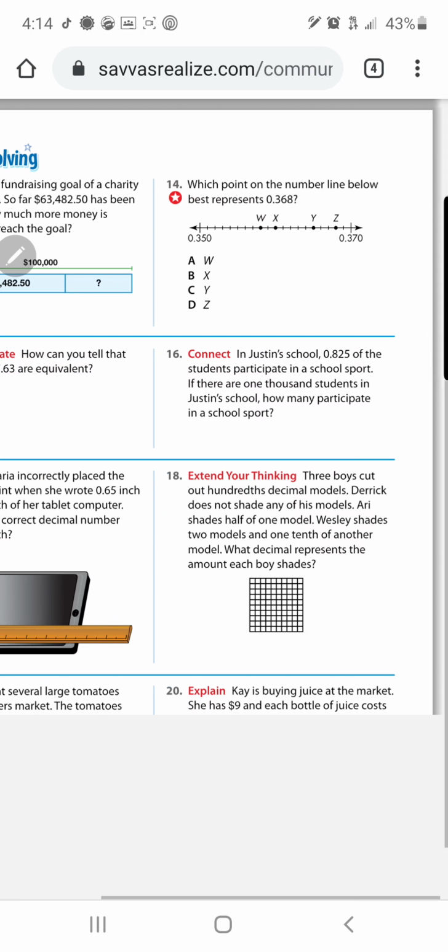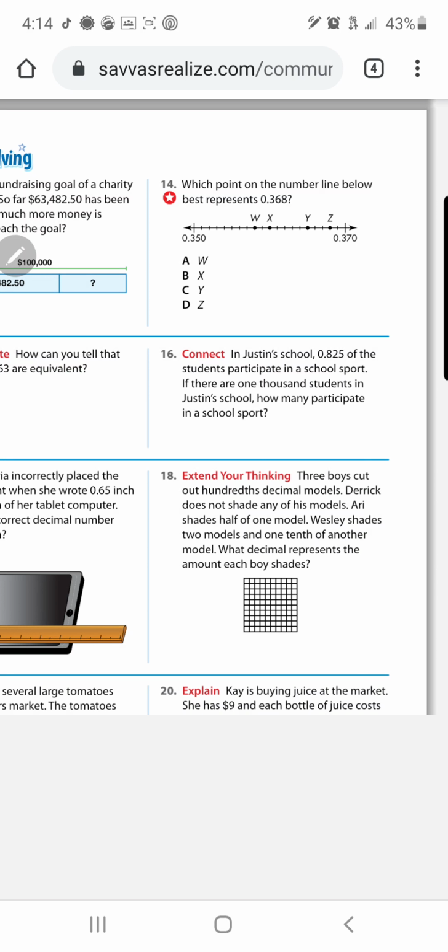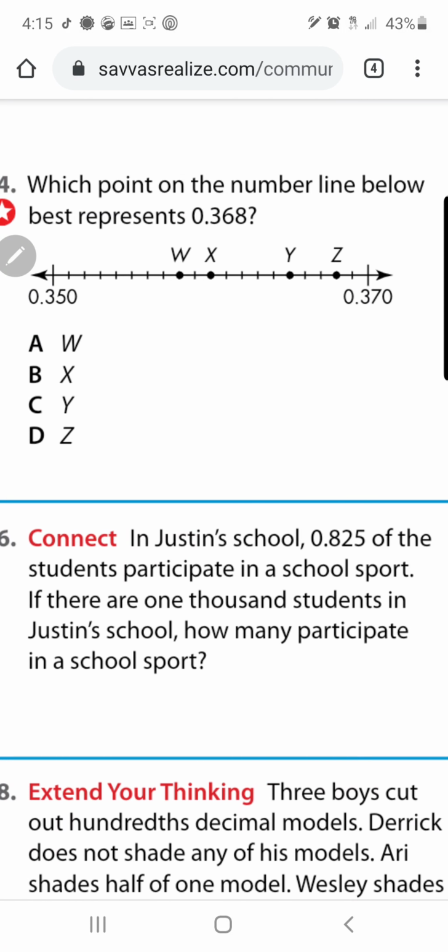Number 4 on the side says, which point on the number line below represents 368 thousandths? Well, first I have to make sure that I start off with 350 thousandths and it ends with 370 thousandths. So I need to figure out how much I am jumping by. In order to figure that out, I need to figure out how many parts there are. I'm going to see if I can make this bigger for you. I see that there are 1, 2, 3, 4, 5, 6, 7, 8, 9, 10, 11, 12, 13, 14, 15, 16, 17, 18, 19, and 20.